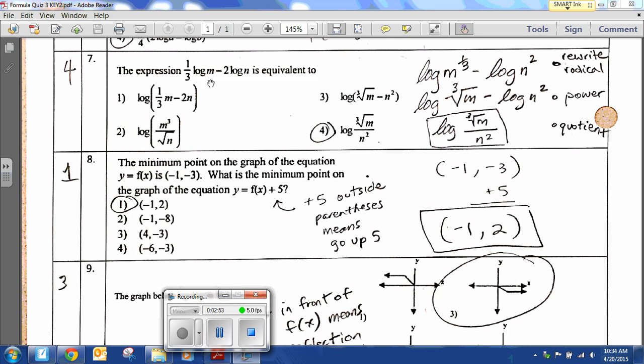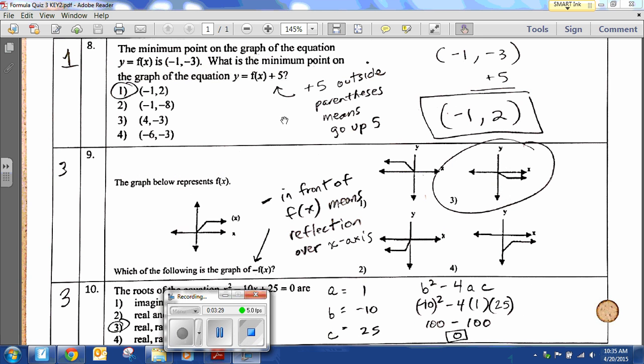Number 7, we condense. First thing I do is I take each coefficient of log and I rewrite them as exponents. I bring them up, log of m to the 1/3, log of n squared, that's actually the power property. Then I rewrite the 1/3 power as cube root of m, okay? So I think I just mixed up those properties, but still the work is correct. And finally, the quotient property takes the subtraction and rewrites this as a quotient, so the answer is 4.